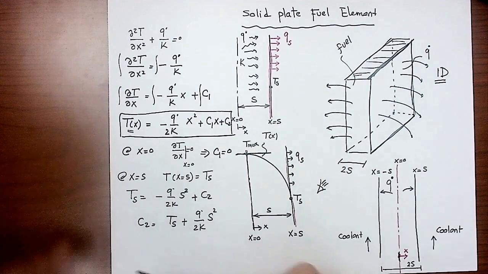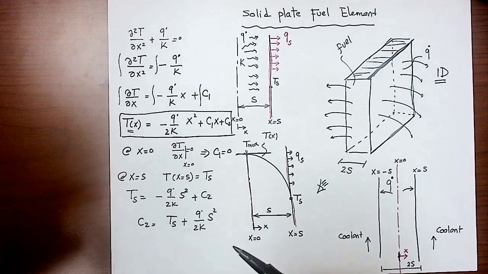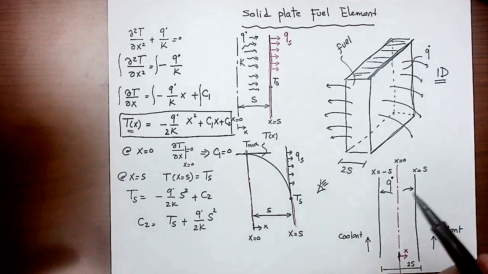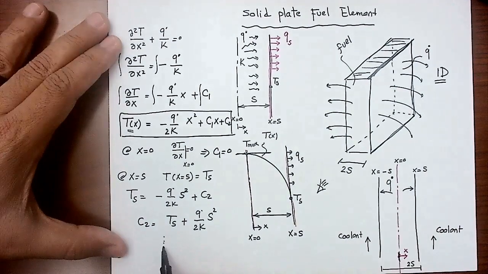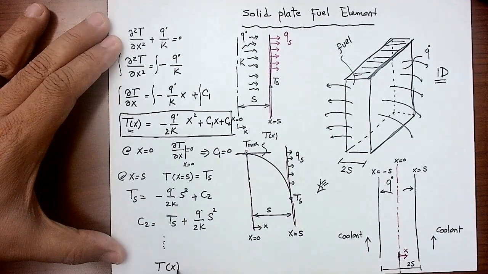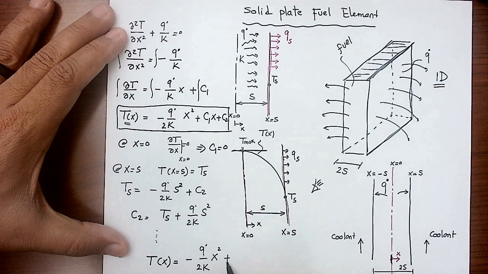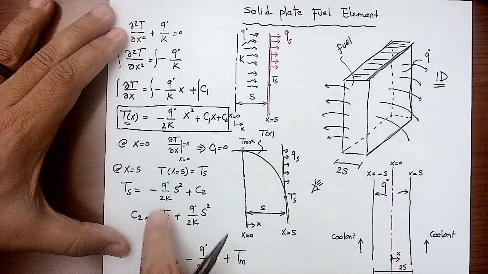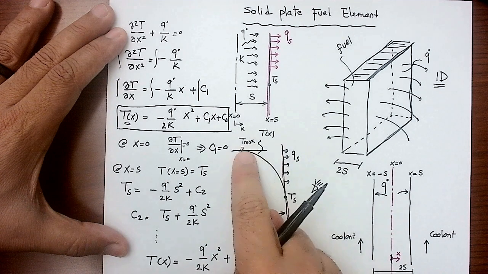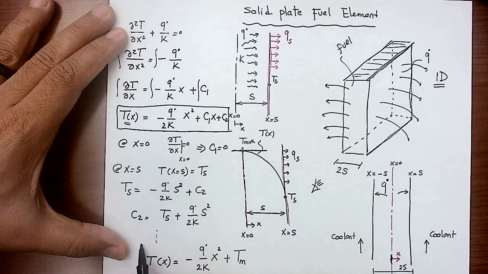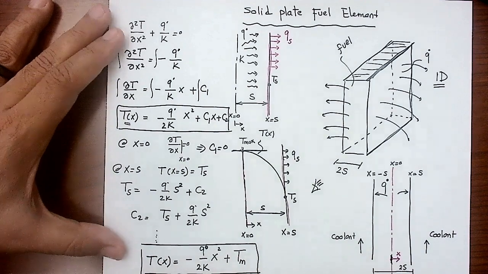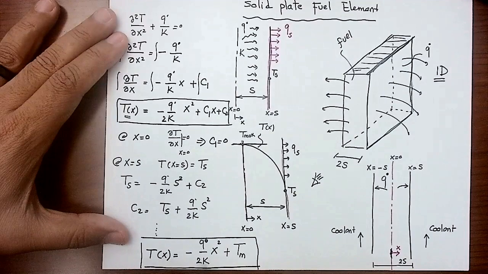Then you can take C1 and C2, substitute into the equation, and when you do that, I will get you the final form. The final form, you will have T as a function of X. It's simply equal to minus Q dot over 2K X squared plus T max. So instead of actually getting T surface, I was able to get that as a function of T max. So this is the equation that you can use to calculate the temperature at any coordinate X.